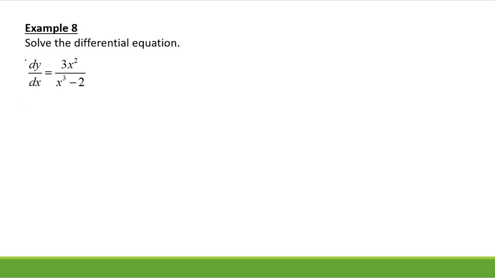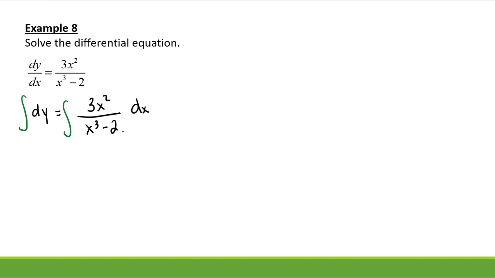I'm going to do something different. I'm going to multiply both sides by dx. So I get dy equals 3x squared over x cubed minus 2 dx. Now I can take the integral of both sides. I didn't like what I was going to do there because I didn't have that dx over there. On this left side, I get y.